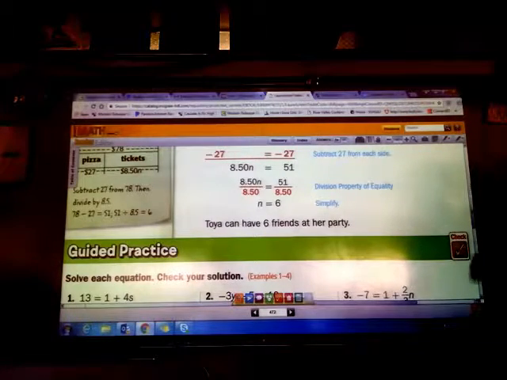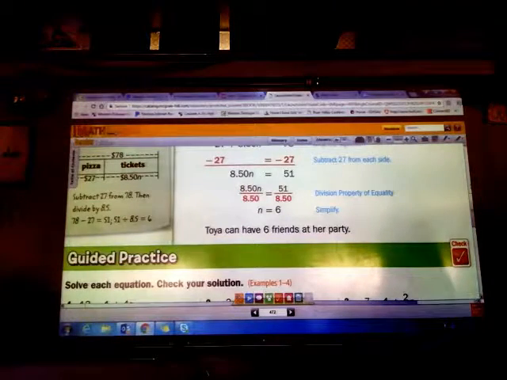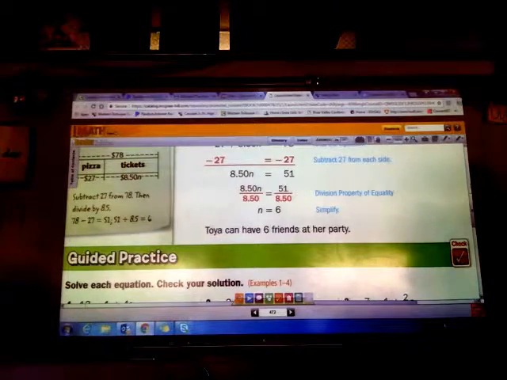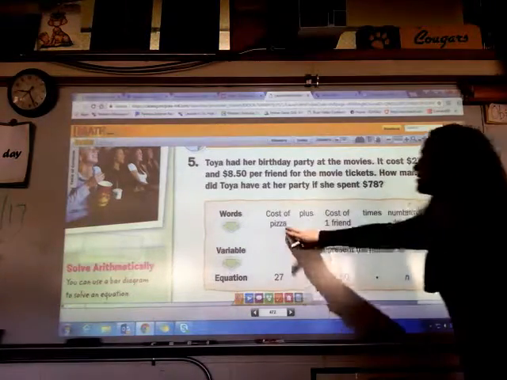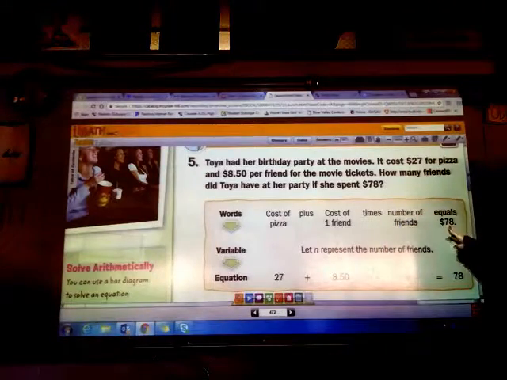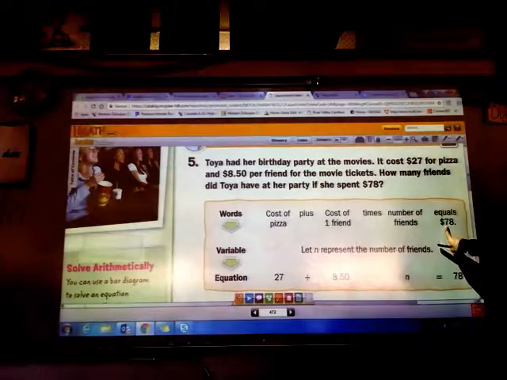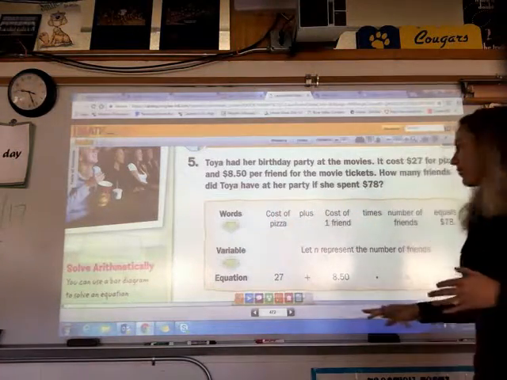Okay, and so you can see in your book, as mine's being kind of tricky here, one of the things that they had done was they had broken it down to set up the equation. Here it works. So you've got your cost of pizza plus the cost of a friend times your number of friends equals your total amount of $78. So they've set it up in words. Now what we're going to do is write that equation.